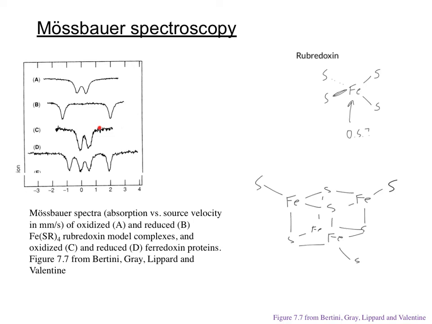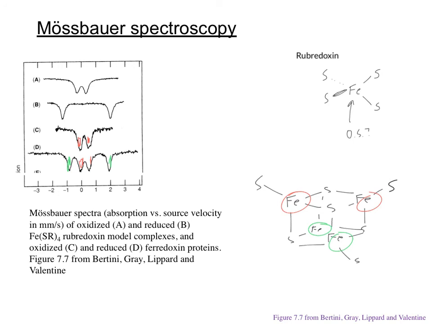And so in the oxidized rubidoxin protein, we see a match to the model complex. And in the reduced rubidoxin, we see equal intensity of the larger isomer shift and smaller isomer shift species. So it suggests it's an iron 2 to iron 3 complex.